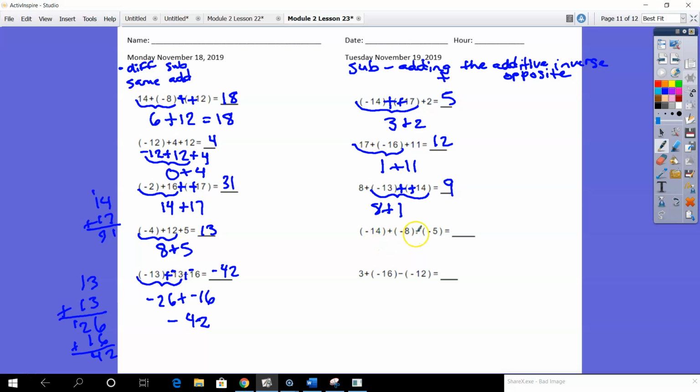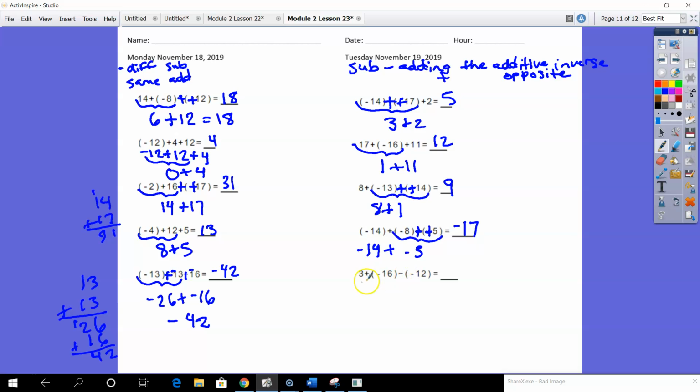Next one, there's the subtraction that I'm changing to addition twice. Okay, let's see. I'm going to do this first. Different signs, so we're subtracting. 8 gives me a negative 3 because the 8 was negative. Bring down the rest. So then I have negative 14 plus a negative 3. Same signs, add. Gives me a negative 17.